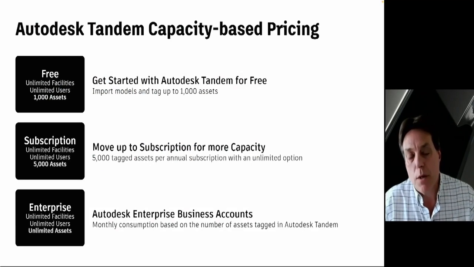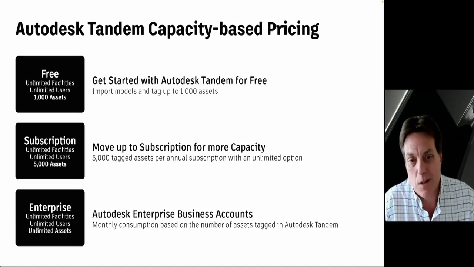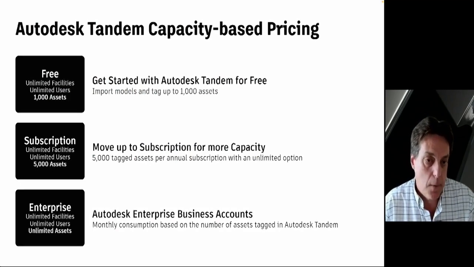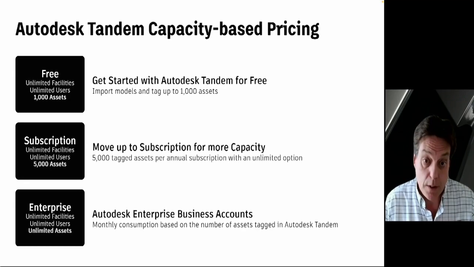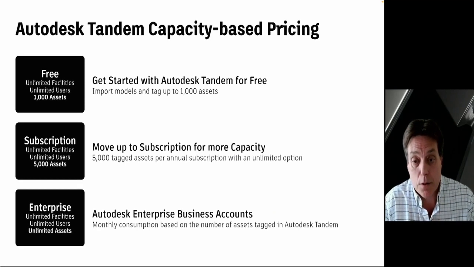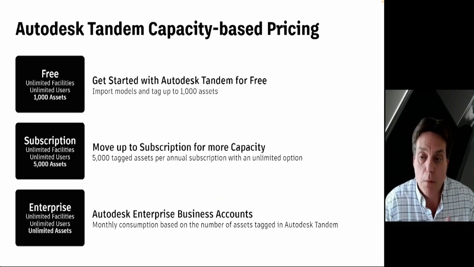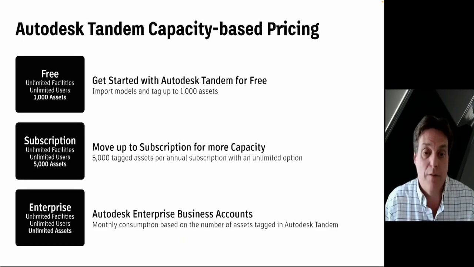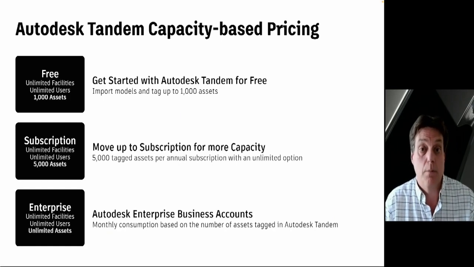When we think about a business model or pricing for Tandem, it's really based on the number of assets being managed in the product. To get started, we do offer a free tier that supports importing an unlimited number of models and tagging up to 1,000 assets. Our subscriptions are based on 5,000 assets per annual subscription with an unlimited option. And for our Autodesk Enterprise business accounts, we support a consumption model based on the number of assets tagged. All of these tiers support creation of an unlimited number of facilities with an unlimited number of users.